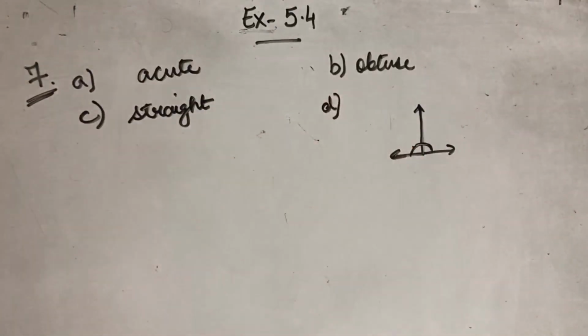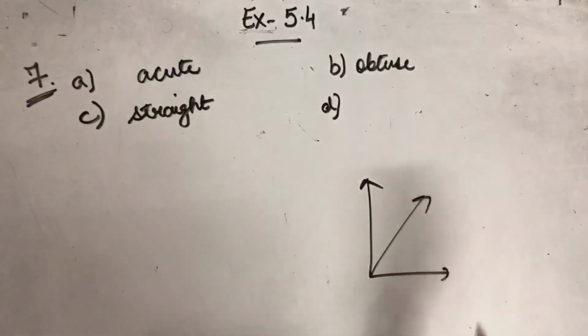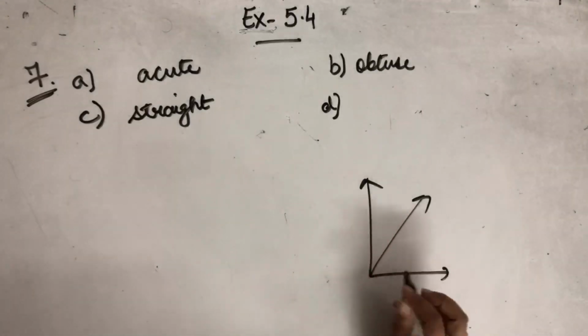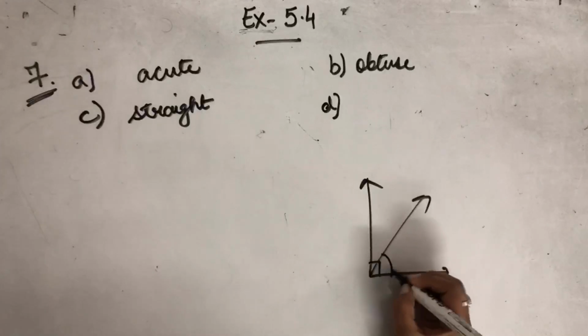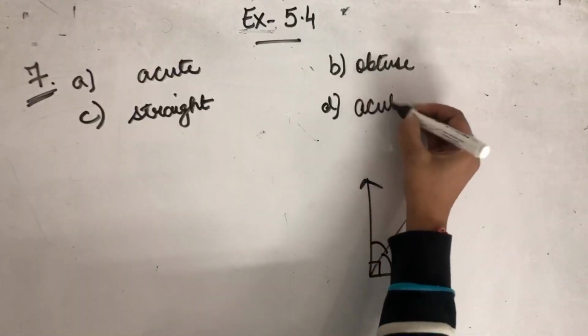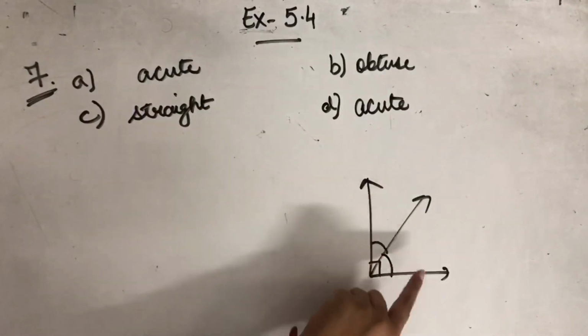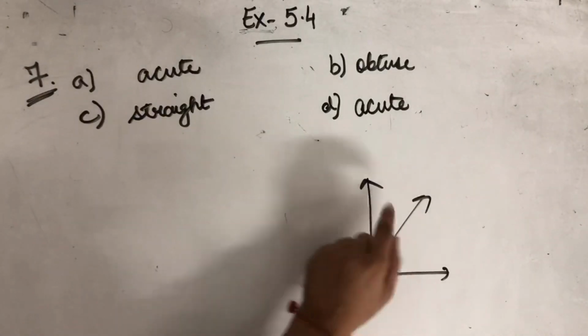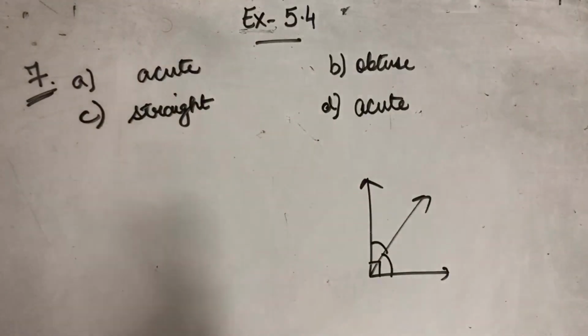D part. When the sum of measures of 2 angles is that of a right angle, then each of the angles is, they are saying that there are 2 angles and sum of both the angles is 90 degree, then both the angles will be acute, that is less than 90 degree. See, if the angles will be acute, then only they will sum up to give 90 degree. They should be less than 90 degree.